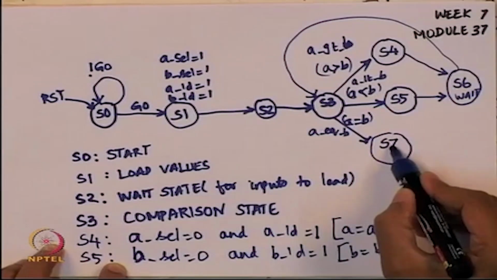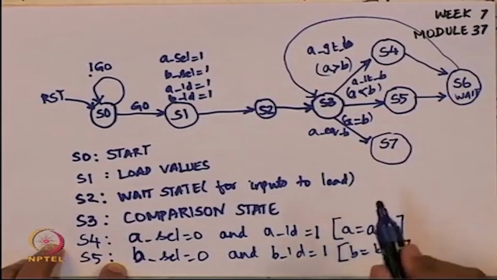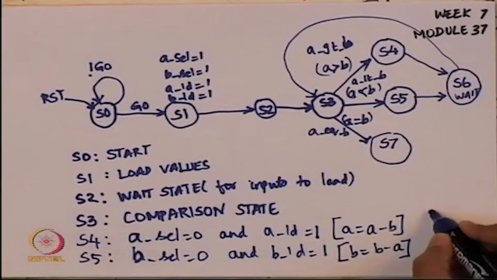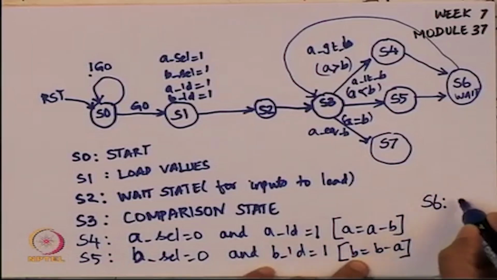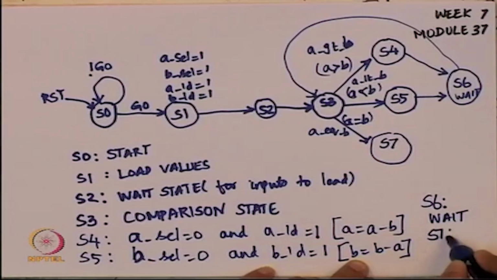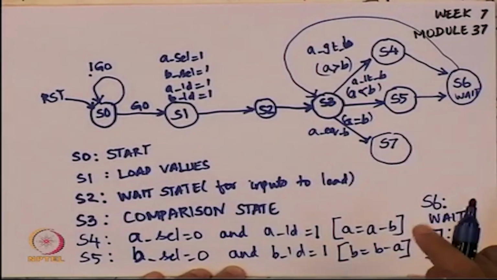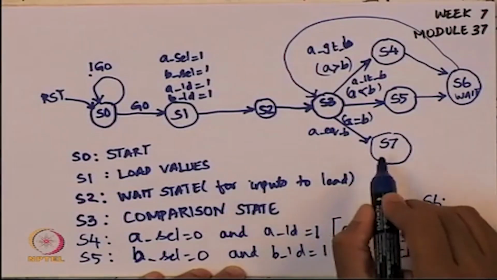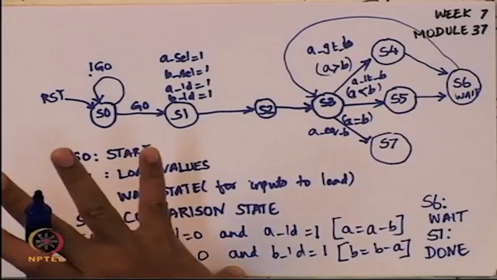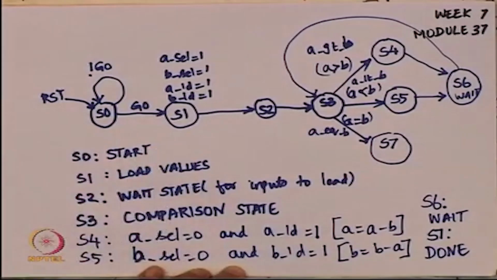I am going to call this state S7. Let me write this down: S6 is a wait state and S7 is called the done state. So, we are done with all the work. When we get to state S7, it means register A has the correct value, actually A and B both have the correct value.